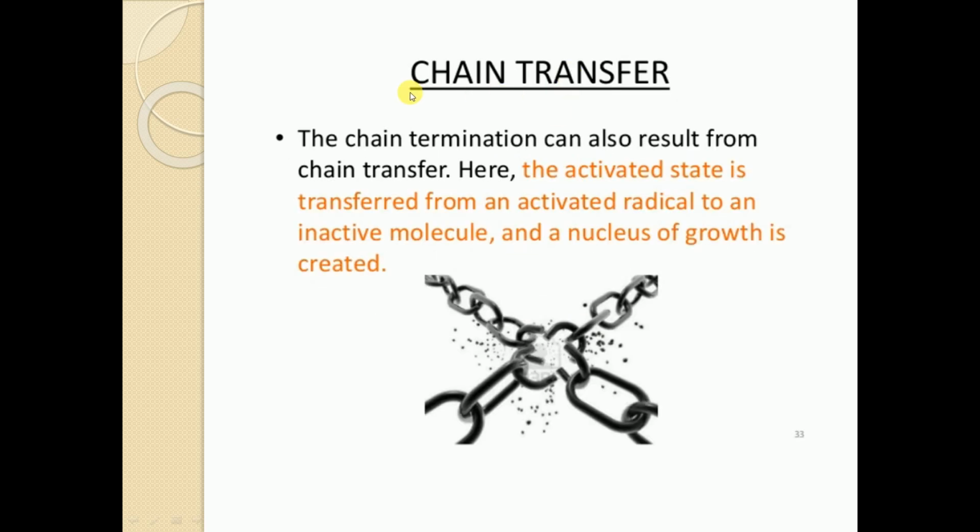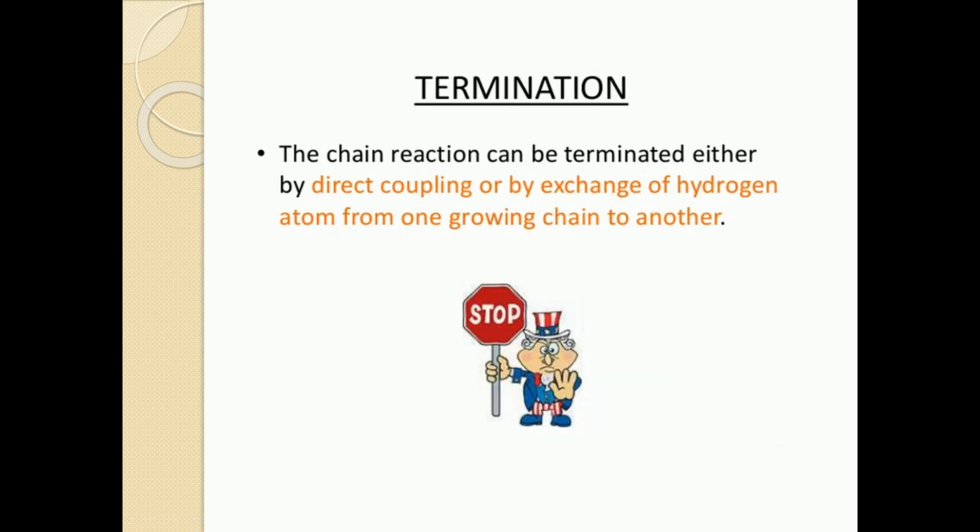Coming on to the chain transfer, the chain termination can also result from chain transfer. Here the activated state is transferred from an activated radical to an inactive molecule. Thus, a nucleus of growth is created. Coming on to the last, that is termination. The chain reaction can be terminated either by direct coupling or by exchange of a hydrogen atom from one growing chain to another.